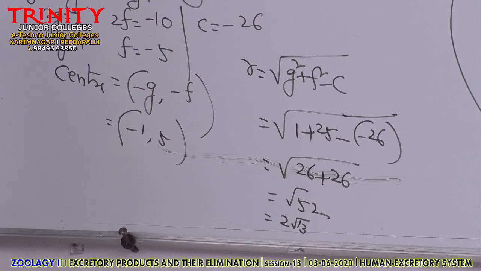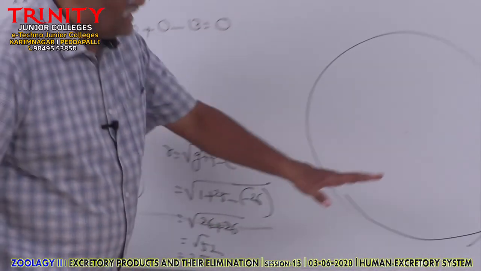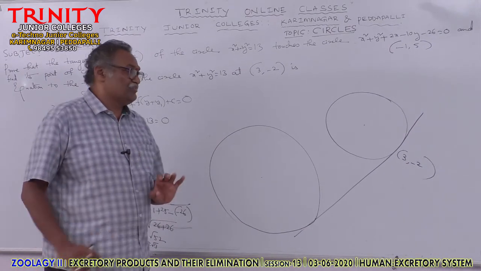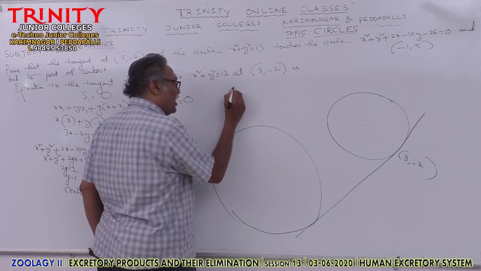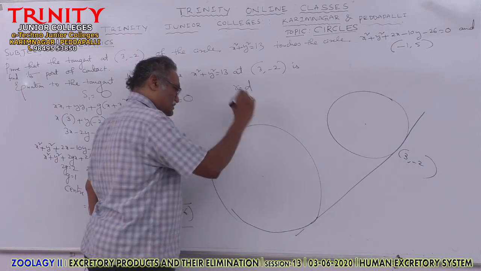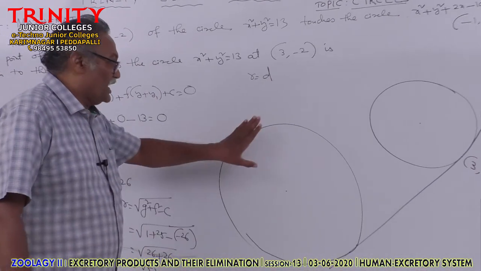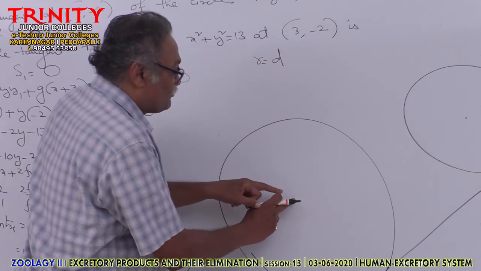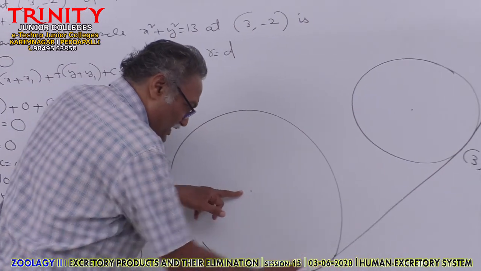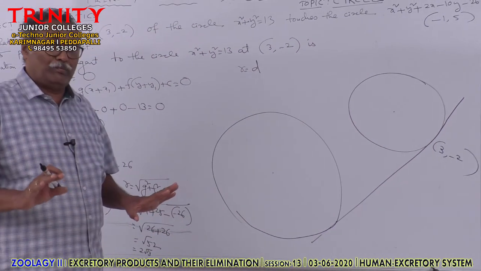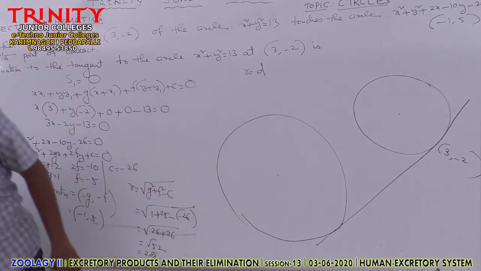Okay. Now we have to prove that it is touching the circle. To prove this one, we have to prove r is equal to d. R is equal to d. It means the perpendicular distance from the center to this line equals the radius. We have to prove that.